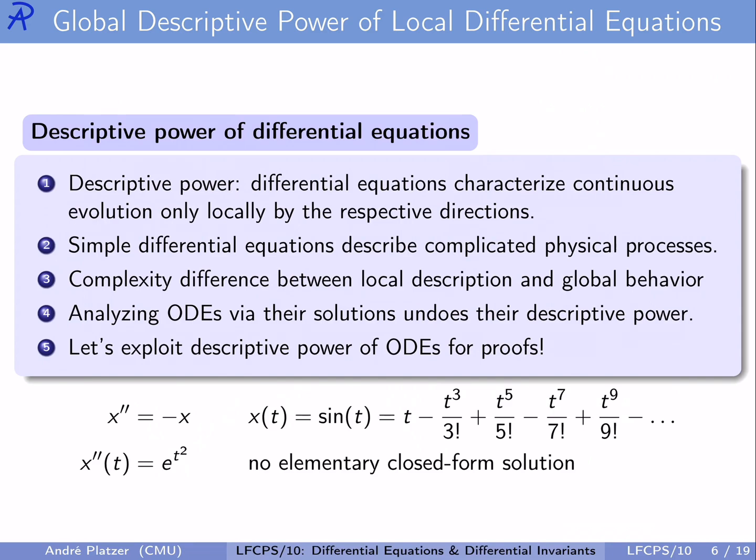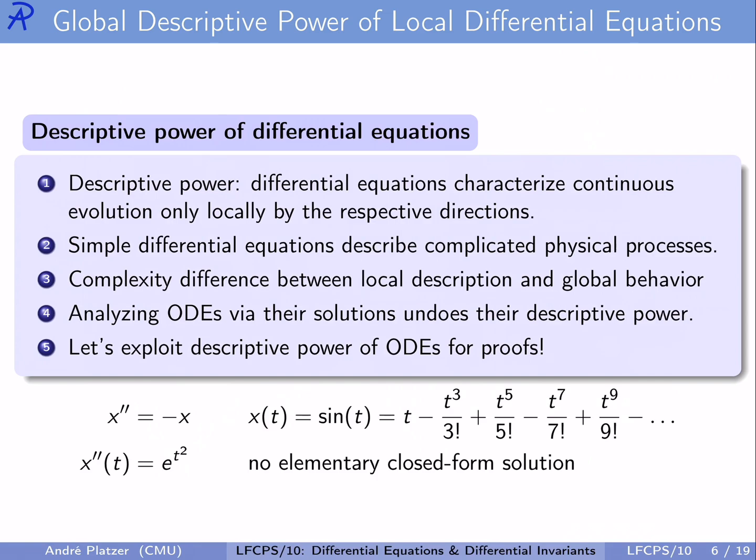But if for analyzing differential equations, we work via their solutions, follow the mathematical reflex of solving every ODE that anybody ever gives you, and then look at the solution, that has the problem that it undoes their descriptive power. So what we will be doing is exploit the difference in descriptive power of differential equations compared to their solutions, also for analysis purposes. Which means we should be doing proofs about the differential equations themselves, as opposed to indirectly proofs about them by first worrying about their solutions.